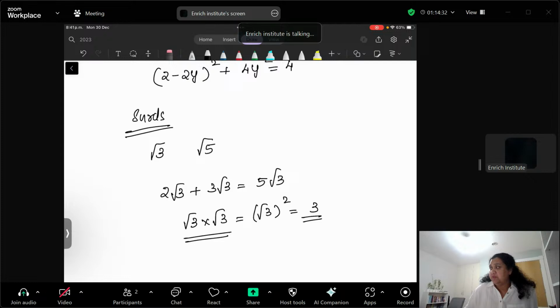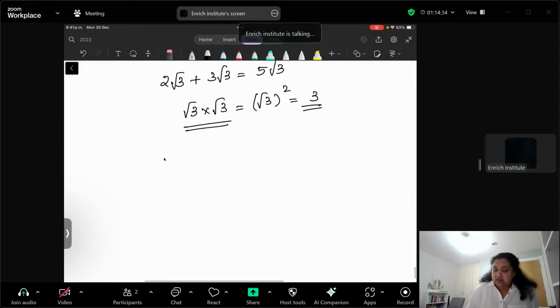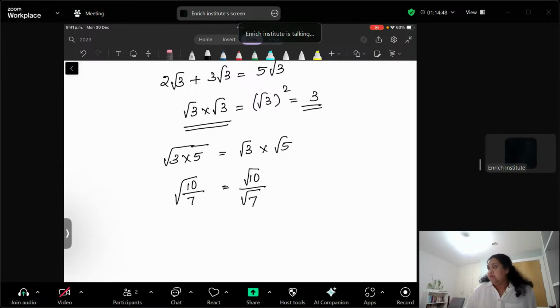These are some of the rules. If I say it is square root of 3 times 5, it can be written as square root of 3 times square root of 5. Square root of 10 divided by 7 can be written as square root of 10 divided by square root of 7. Very, very simple ones.